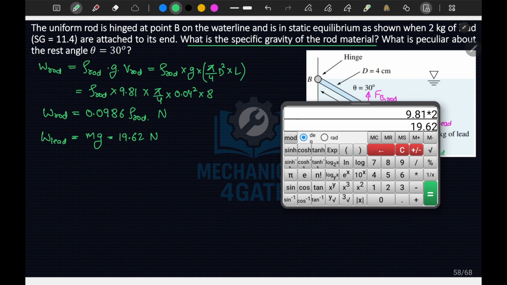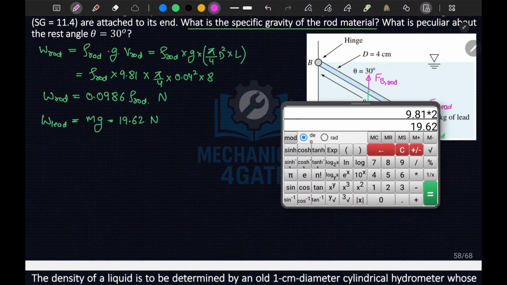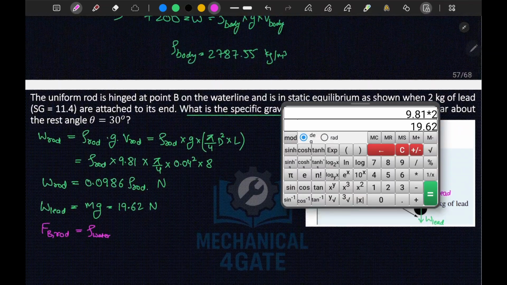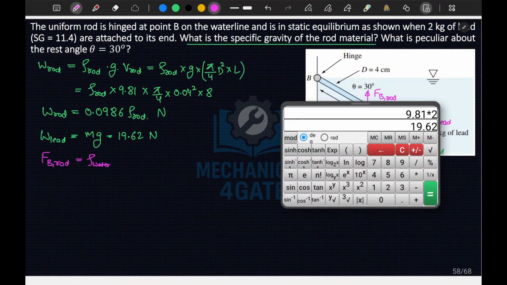Okay, and we can similarly calculate the buoyant force acting on both rod and lead. So your FB rod is equal to rho of water, since water is the medium here, times g times volume of fluid displaced, which is equal to volume of rod here. If I solve this, g into V of rod will remain the same, and density of water will be 1000. So this will become 98.6 Newton.